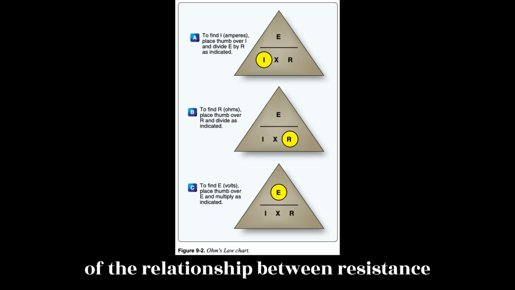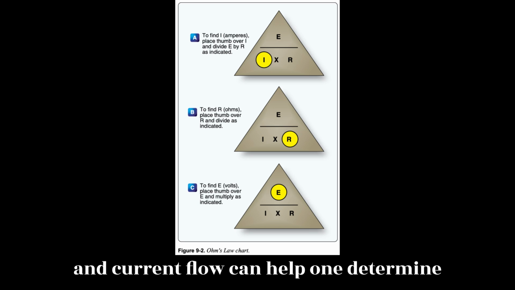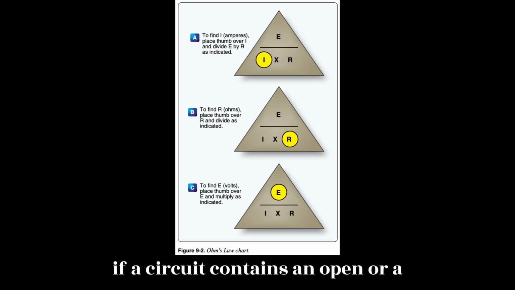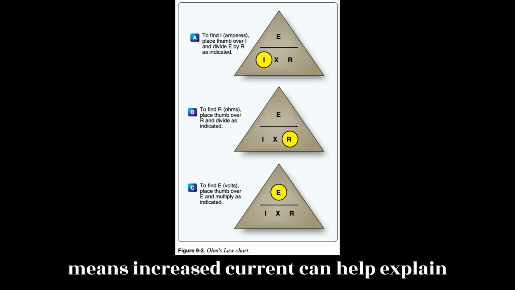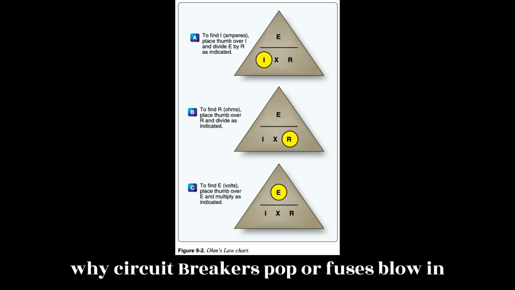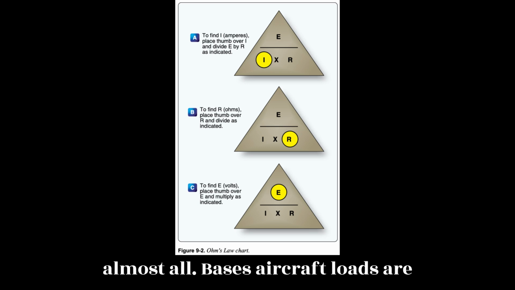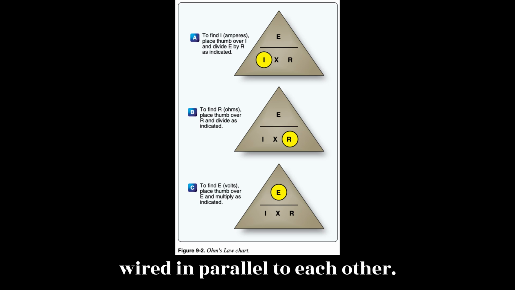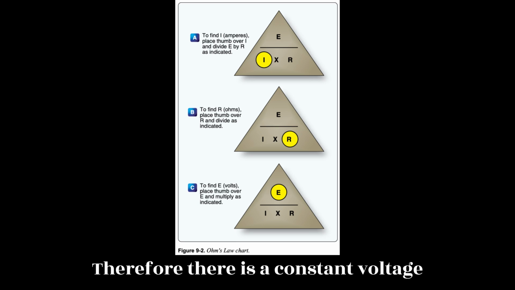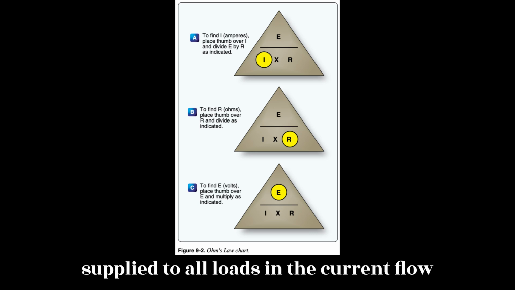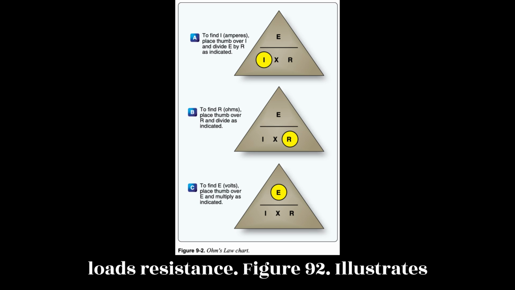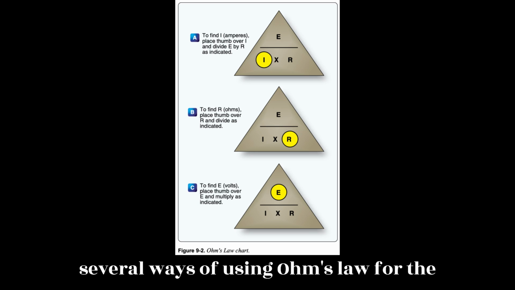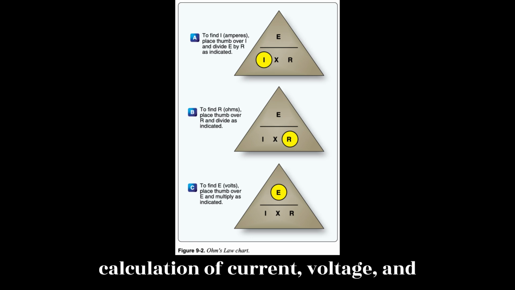A good understanding of the relationship between resistance and current flow can help one determine if a circuit contains an open or a short. Remembering that a low resistance means increased current can help explain why circuit breakers pop or fuses blow. In almost all cases, aircraft loads are wired in parallel to each other, therefore, there is a constant voltage supplied to all loads and the current flow through a load is a function of that load's resistance. Figure 9.2 illustrates several ways of using Ohm's law for the calculation of current, voltage, and resistance.